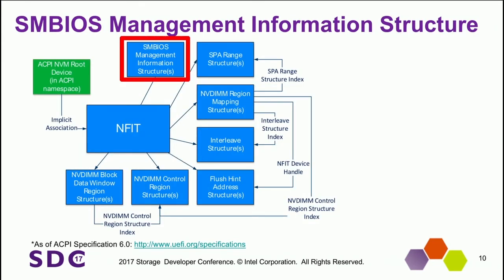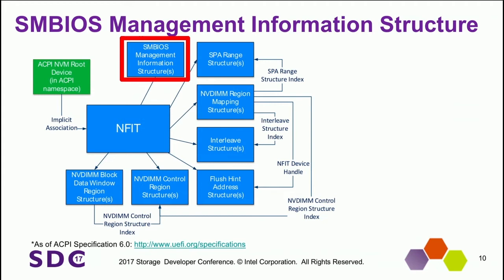So the control region structure gives us a bunch of information about the physical NVDIMM and how to identify it. We can also gather more physical attributes of the DIMM from the associated SMBIOS tables, in particular the type 17 memory device table. What's not shown in this diagram is that the region mapping structure actually links to the SMBIOS tables because it contains the SMBIOS physical ID of the DIMM.